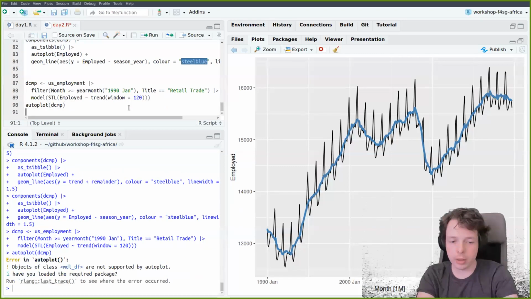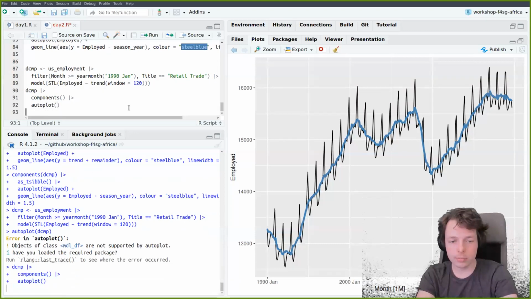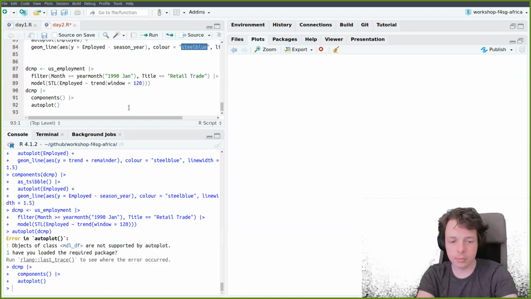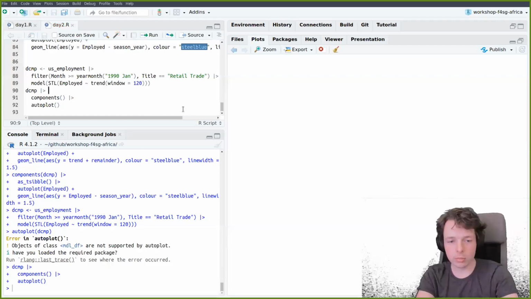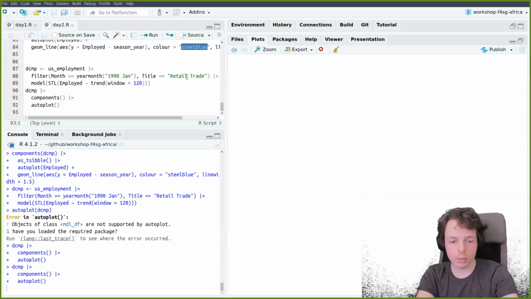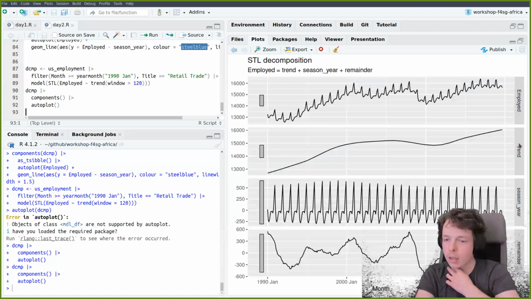if I plot that with the components, sorry, decomposition, components, auto plot, you can see it will look a bit different. Give it a second. There we go. You can see my trend line is now incredibly smooth, but my remainder no longer looks like error terms. We've got some patterns in the remainder. So my trend window is too smooth.